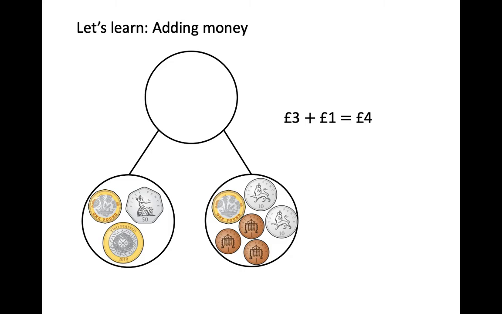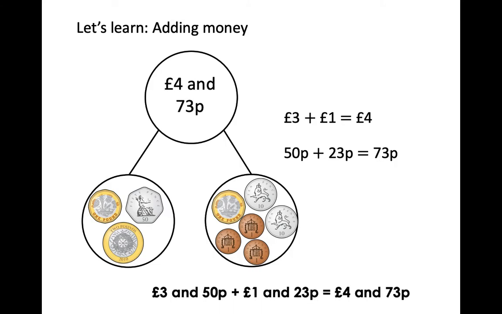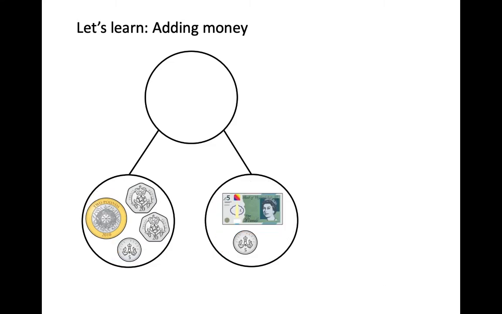Next, I'm going to add up my pence. I've got 50p in the first part and 23p in the second part, which gives me 73p. And then to find my whole, I add the two together, so I have £4 and 73p in total. So £3 and 50p add £1 and 23p gives me £4 and 73p altogether. Lucky me, okay? Brilliant.